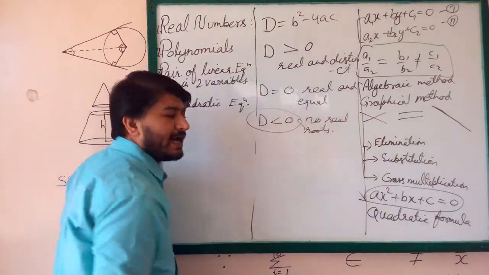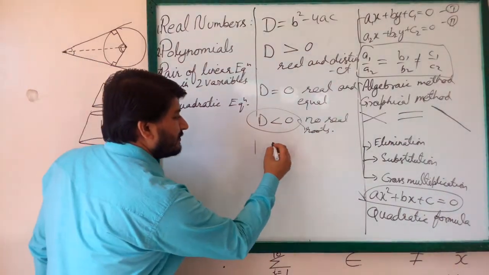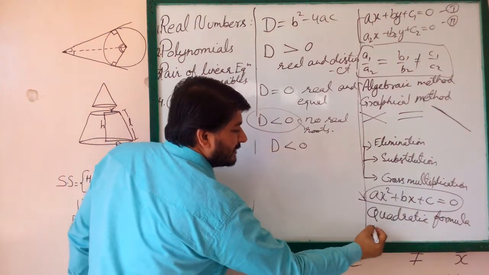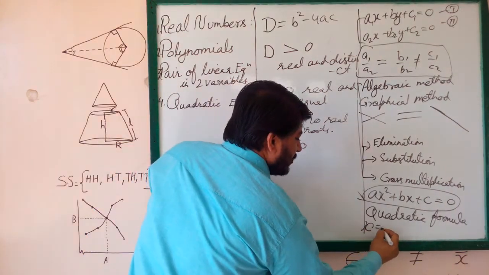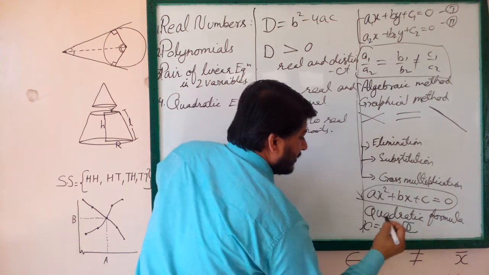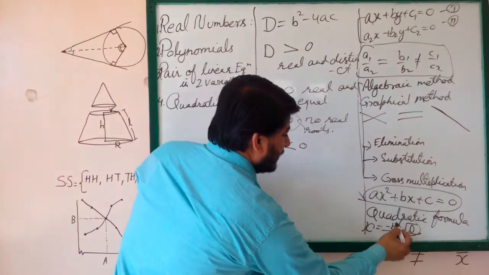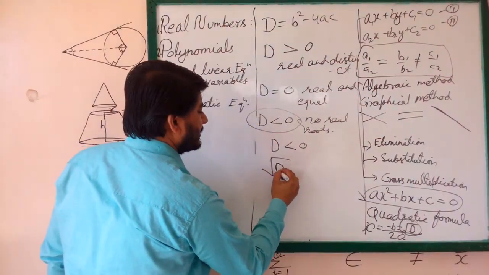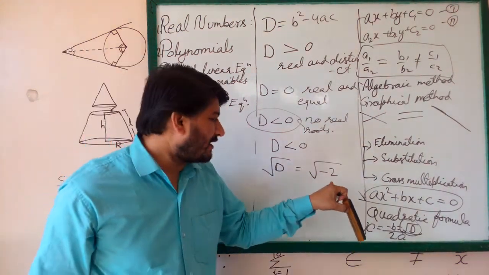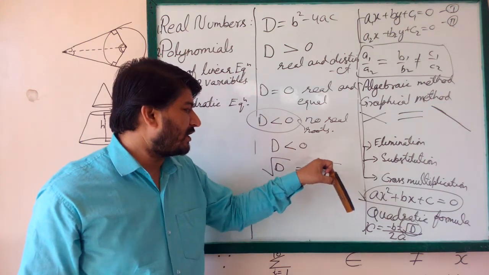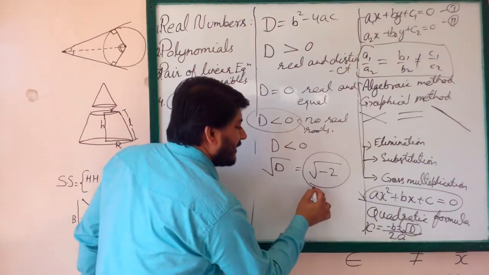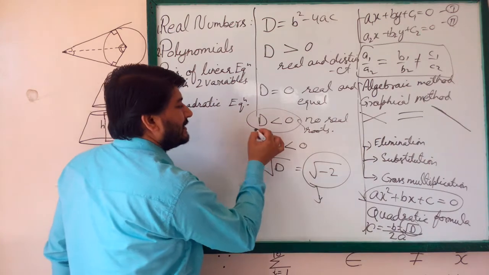And this thing you will be studying in class 11. Why no real roots? Because when D is less than 0, when you find the roots by the quadratic formula, x equals minus b plus minus under root D upon 2a, then under root D is negative. Suppose, for example, it is minus 2. We have never studied negative numbers under root. In class 11, we will be studying imaginary numbers. So these are imaginary numbers.